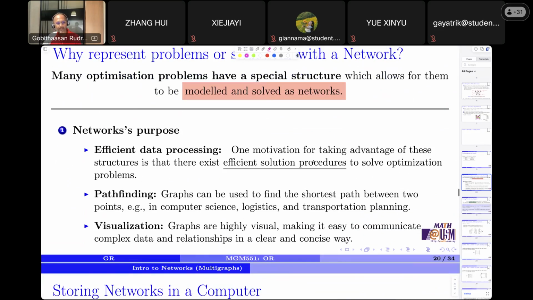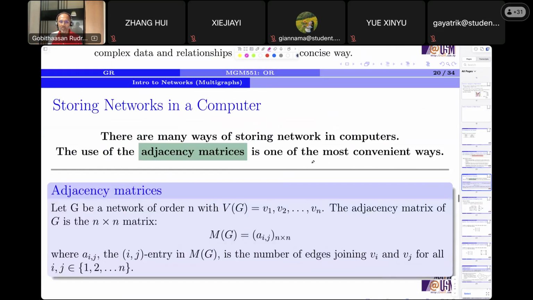Now, storing a network in a computer. Basically, there are many ways. Probably one of the best ways is to use a matrix. This matrix is called the adjacency matrix. Adjacent means next to each other, right? So the adjacency matrix is a matrix which denotes the edges of the vertices, how they are connected. Okay, so how do we do it?